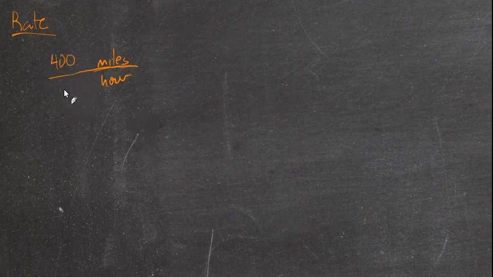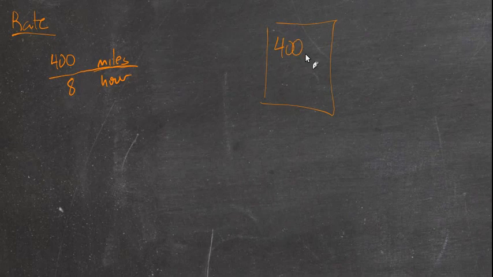Now, you won't see a sign like this. You won't see speed limit 400 miles in 8 hours. Right? They tell you how many miles you can go in 1 hour. If you were to have gone 400 miles in 8 hours, how many miles did you go in 1 hour? How fast were you going, at least on average?